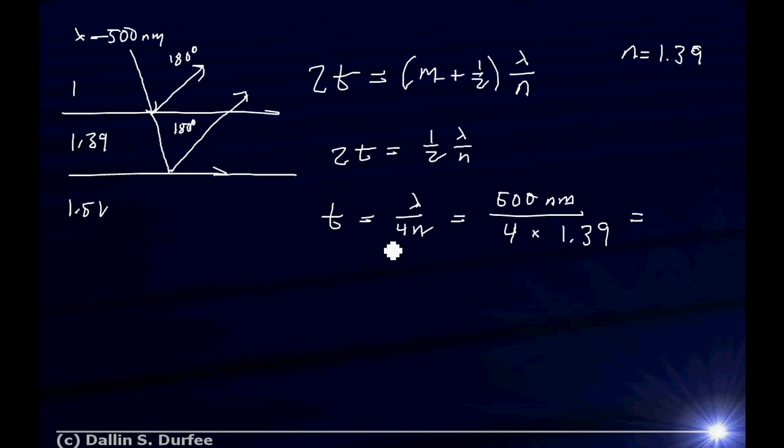This is what's known as a quarter wavelength coating. This is a very common coating. Take a lens, put a quarter wavelength of magnesium fluoride in order to minimize reflections for light entering your lens. More expensive lenses will have multi-layer coatings that reduce reflections even more.